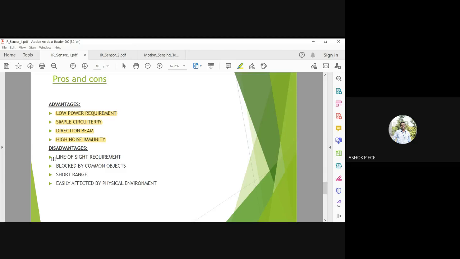And disadvantage: line of sight. Line of sight means the transmitter and receiver should be in the same line and without any obstacles in between. If obstacles are there, then the IR rays will not be able to pass through the obstacle. So the transmitter and receiver should be able to see each other in the same straight line. Blocked by common objects: yes, when you have obstacles, you will not receive the wave on the other side, which means that it denotes the presence of an obstacle.